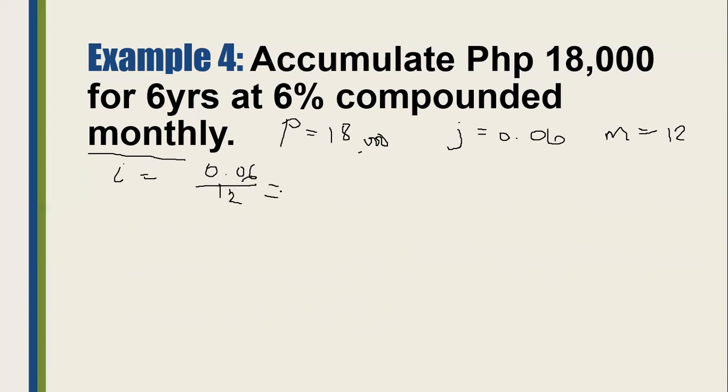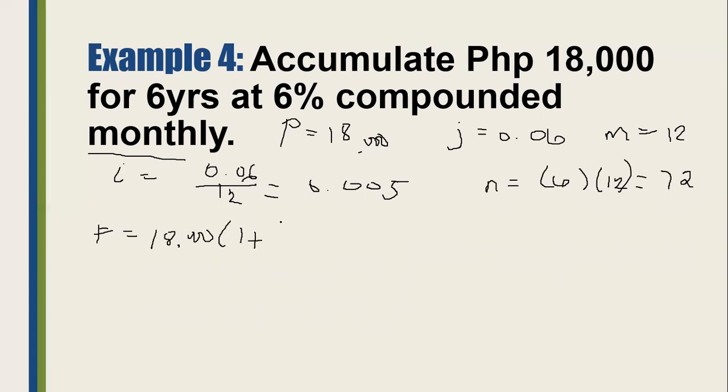0.06 divided by 12, so we have 0.005. And our N, which is T times 12, is 6 times 12, so we have 72. So the final value is equal to 18,000.